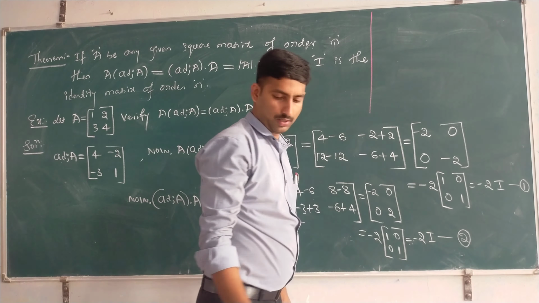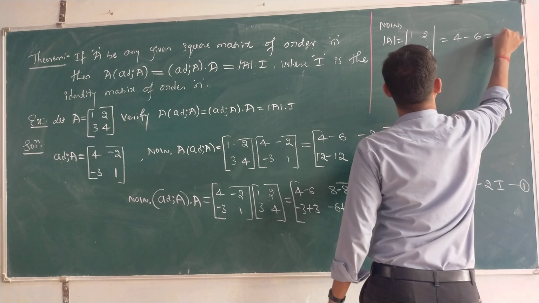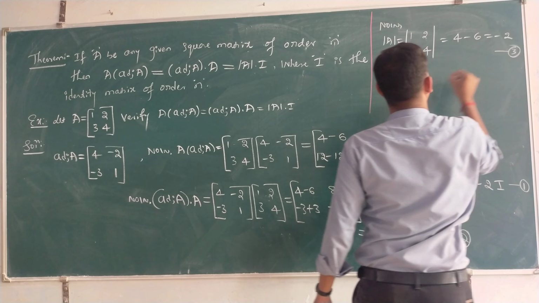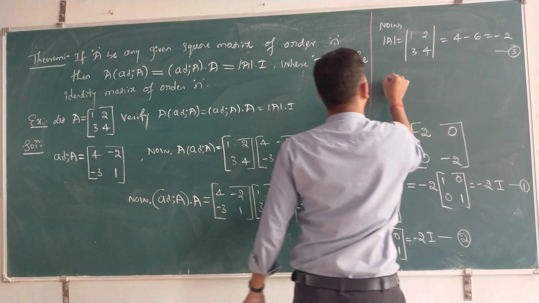Now determinant of A is equal to 1, 2, 3, 4, which is nothing but 4 minus 6, which is equal to minus 2. Call that equation number 3. From 1, 2 and 3 we have A into adjoint of A, adjoint of A into A, which is equal to determinant of A into I. This is the standard result, which you can verify by taking suitable examples.